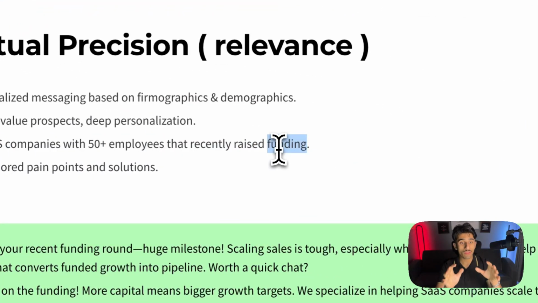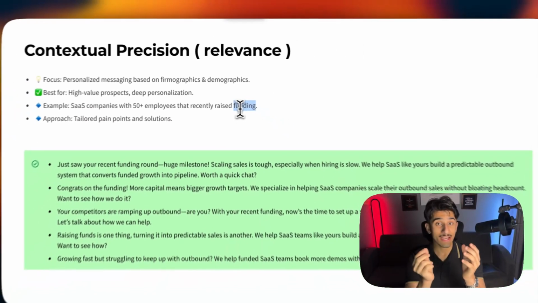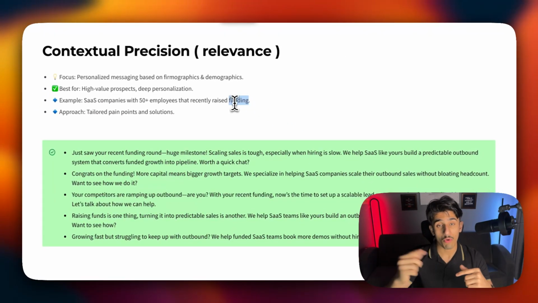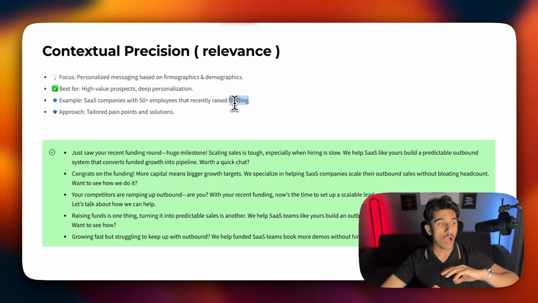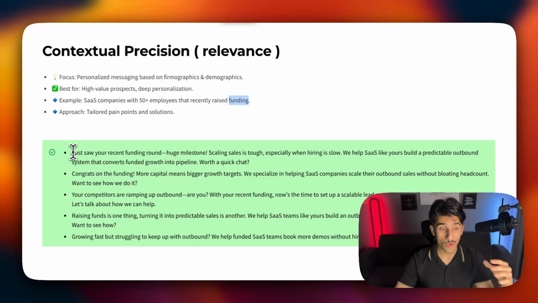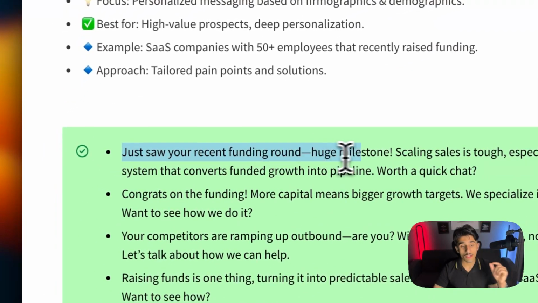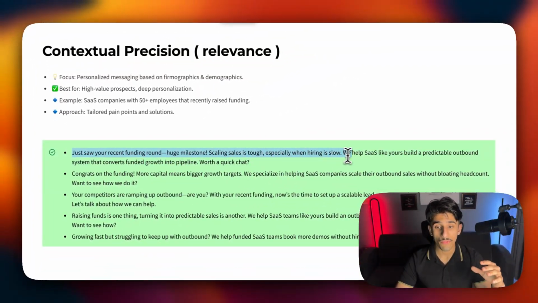Of course, with that there are going to be triggers as well. And there is a really small and thin line between both of them. You want to find out how exactly you want to take that, and why exactly you want to take it, right? Let me just quickly show you some quick examples so that you can get a better understanding. Just saw your recent funding round. Huge milestone. Scaling sales is tough, especially when hiring is slow. We help SaaS like yours build a predictable outbound system that converts funding growth into pipeline.